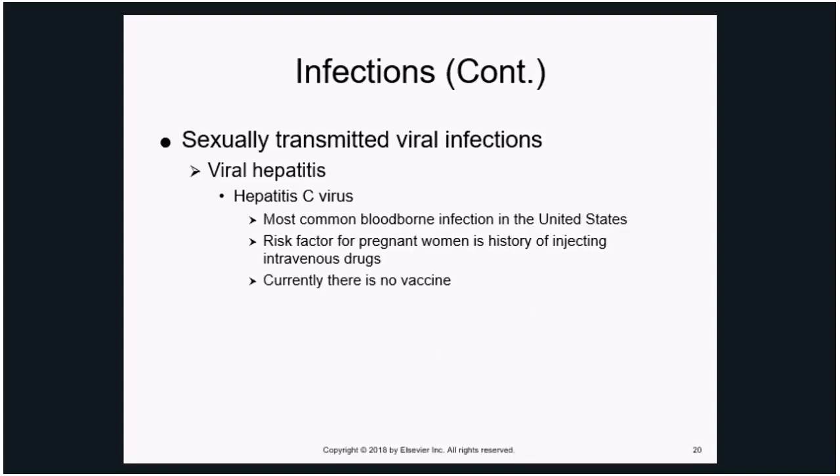Hepatitis C virus. It's most commonly a blood-borne infection in the United States. A risk factor for pregnant women is a history of injecting intravenous drugs. And like I said earlier, currently there is no vaccine for hepatitis C. There are medications that can help people with the virus.